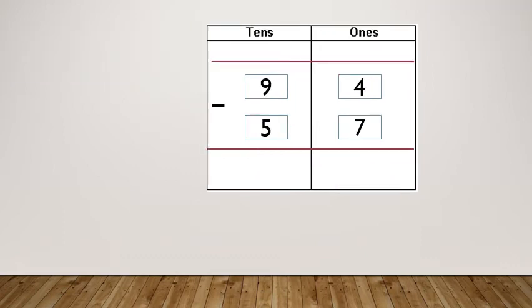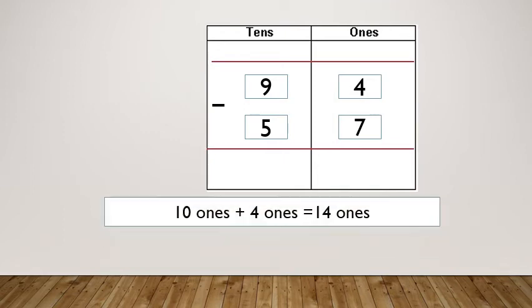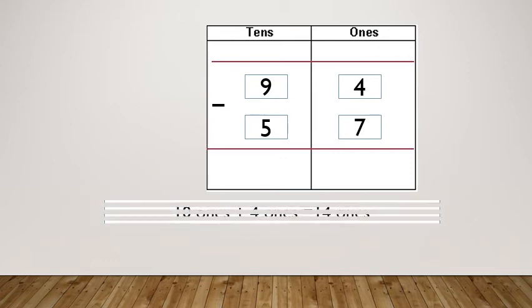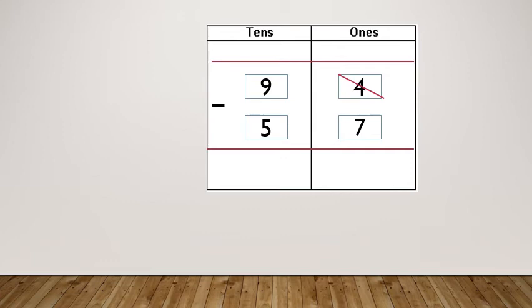Now let's take another example. 94 minus 57. Start subtraction from the ones column. 4 minus 7. Again 7 is greater than 4. So 7 cannot be subtracted from 4. So the 4 will borrow 1 tens from the 9 tens and it becomes 10 ones plus 4, which is equal to 14 ones. So the 4 ones become 14 ones.